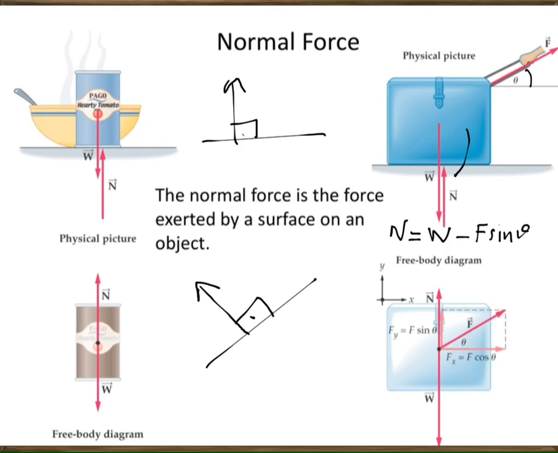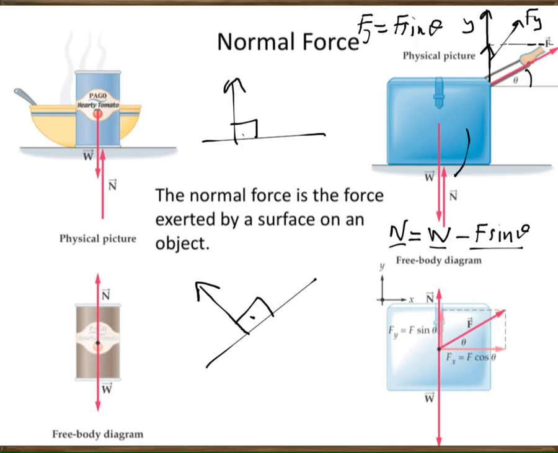Because this force has a component in the vertical direction. This is the vertical direction. As a vertical component, Fy, and this Fy is nothing but F times sine theta. But this Fy is in the opposite direction to the weight, so the normal force will be calculated by subtracting this force from the weight. Okay. In this case, the normal force will be less than the weight.